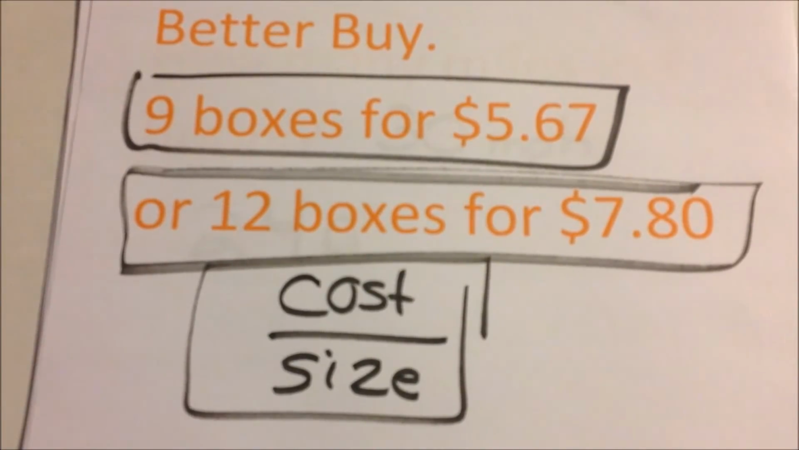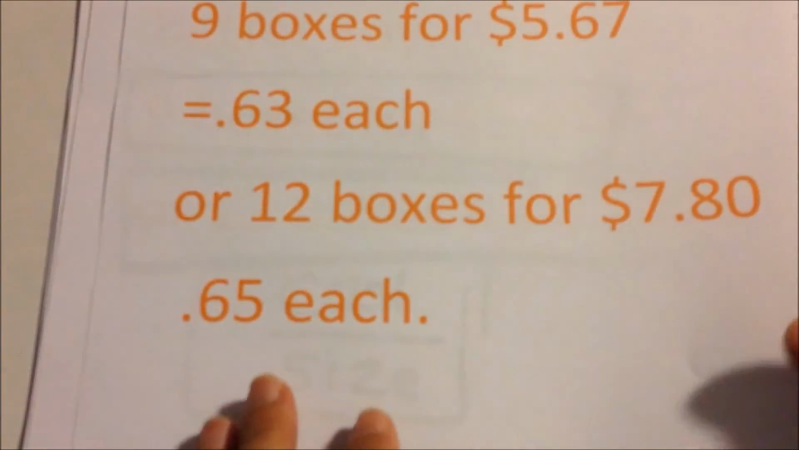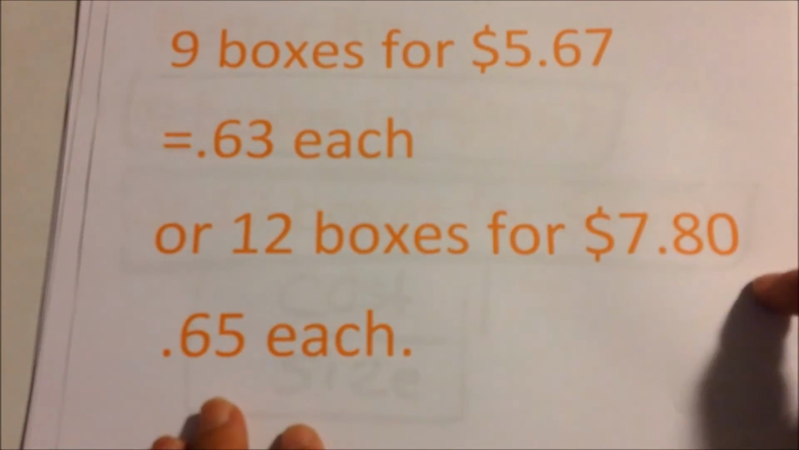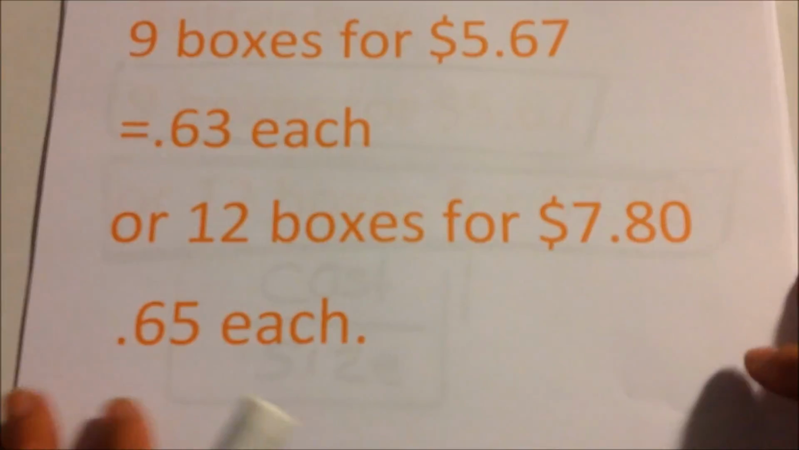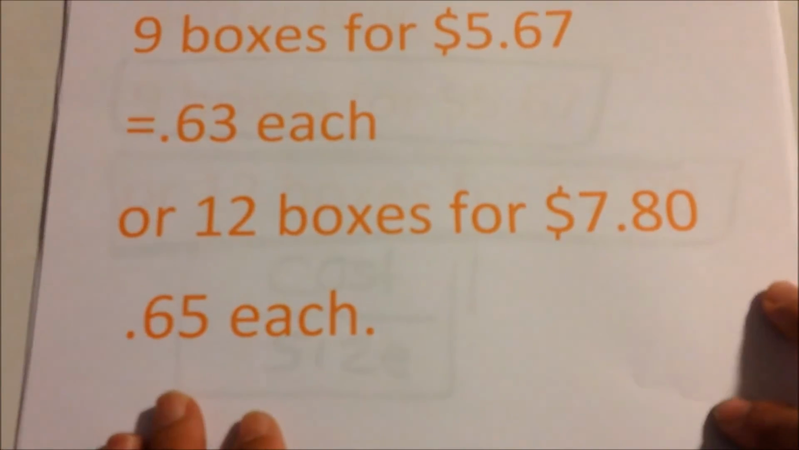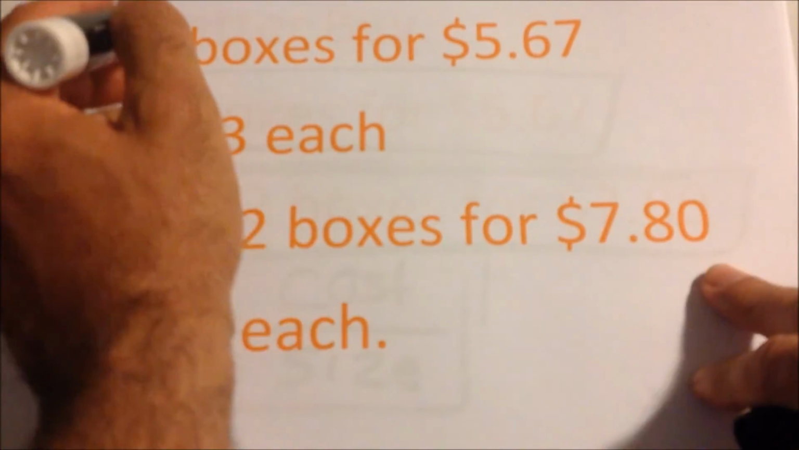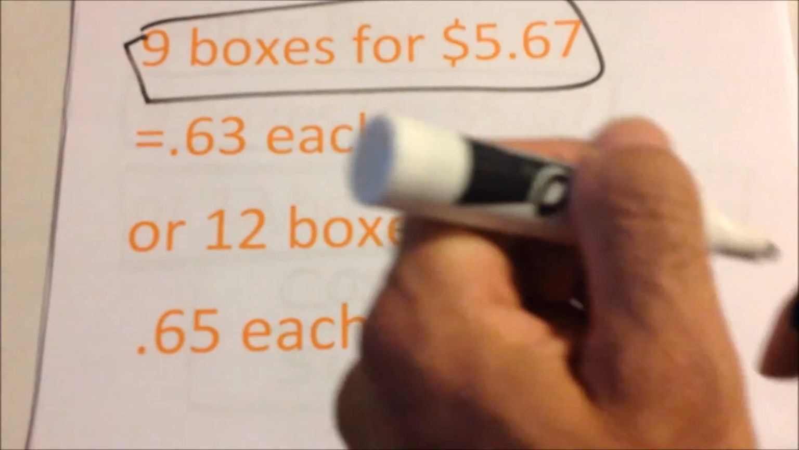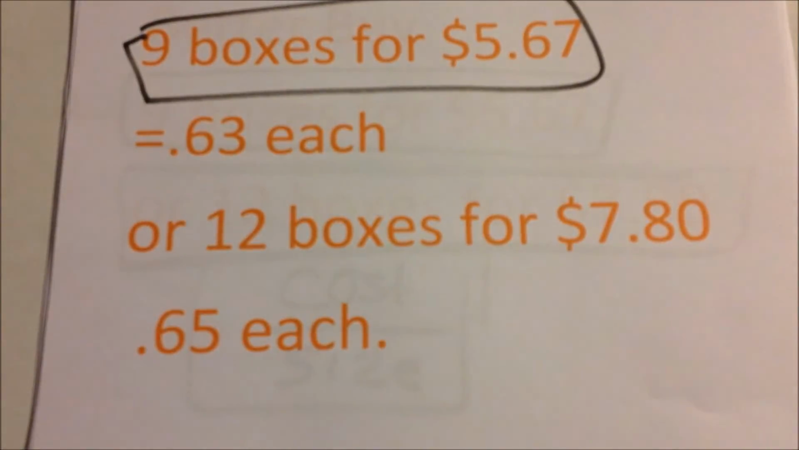Okay, so if we divided this, 9 boxes would be 63 cents each. But 12 boxes would be 65 cents each. So the better buy is the 9 boxes for $5.67. So that's unit rate. Great job.